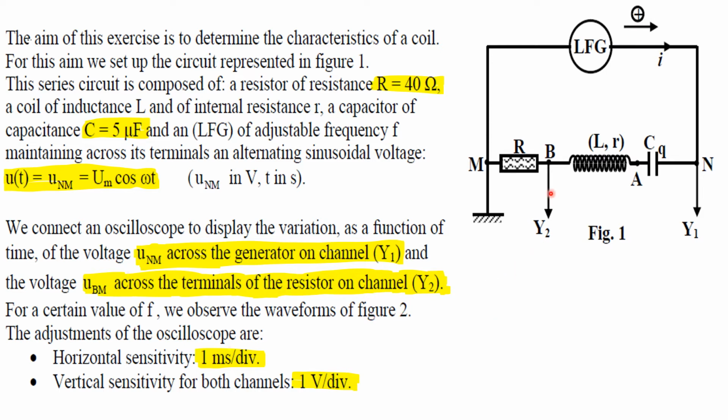So UBM, meaning channel 2, is measuring the resistor. So channel 2 is between point B and point M, which is the ground, and channel 1 is between point N and point M, which is also the ground. Okay. For a certain value of F, we observe the waveforms of figure 2. Now we will see figure 2. I'm given the horizontal sensitivity of 1 millisecond per division and the vertical sensitivity of 1 volt per division.